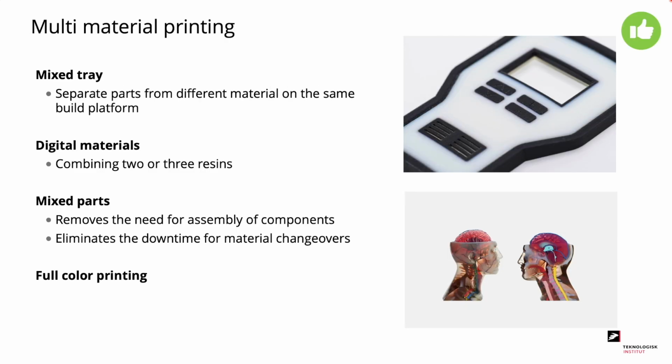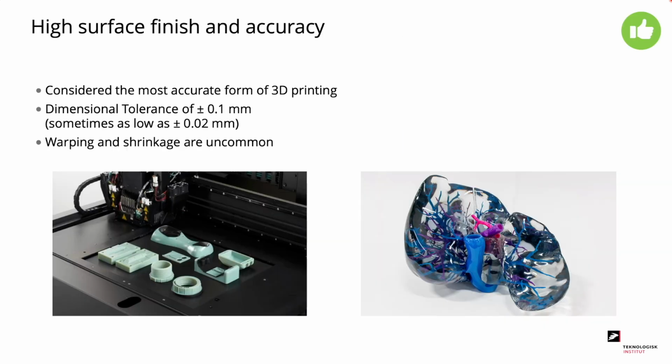The main benefit of material jetting is the very high surface finish and accuracy. Material jetting is actually considered the most accurate form of 3D printing, and the dimensional tolerance is 0.1 millimeters, or sometimes as low as plus minus 0.02 millimeters. Due to the low temperature during printing, warping and shrinking is also very uncommon.